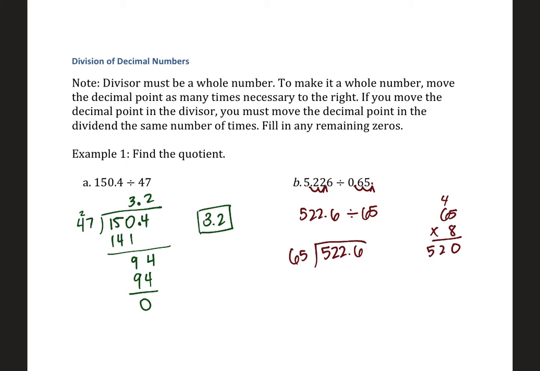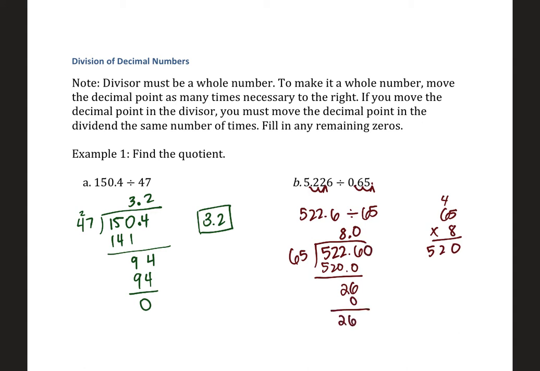So I'm going to put an 8 here above the 2. 8 times 65 is 520. Subtracting, I'm going to put a 0 here. Okay, so we have 26. I don't even really care about the decimal points on the bottom because that's what I'm going to be dividing. As long as I have the decimal point on the top, then we're good. 26 divided by 65. It cannot go in at all.